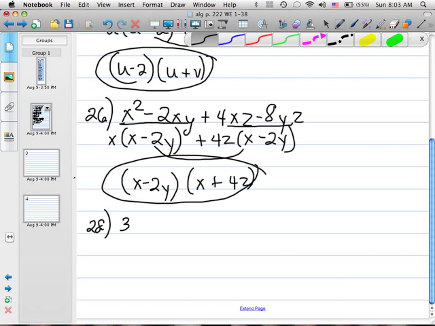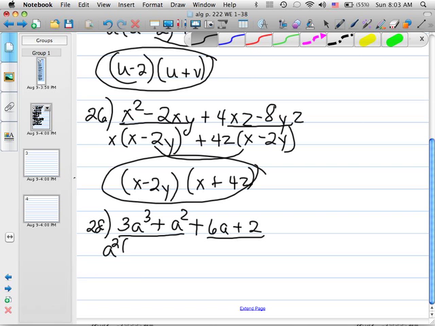Problem 28, we have 3a cubed plus a squared plus 6a plus 2. Pairing the first two and then the second two, the greatest common factor here would be a squared. And that would leave me 3a for the first term plus 1 for the second. You always have to, if you don't have anything left, it's got to be a 1.